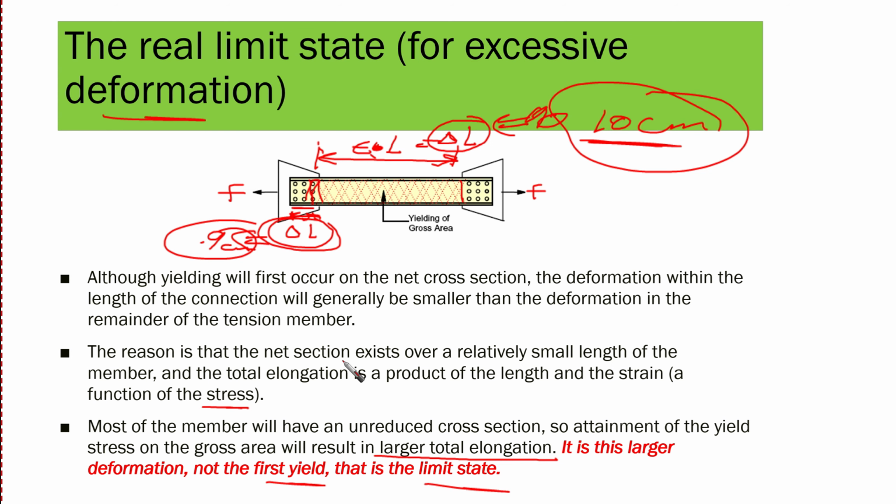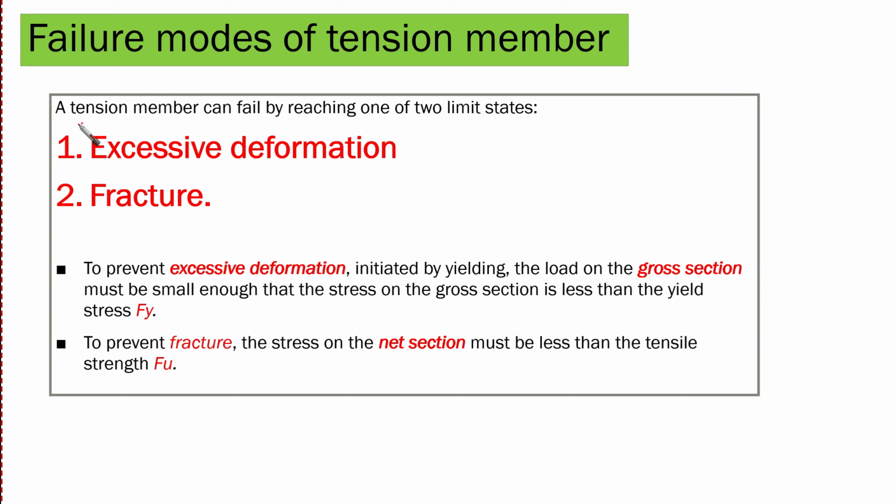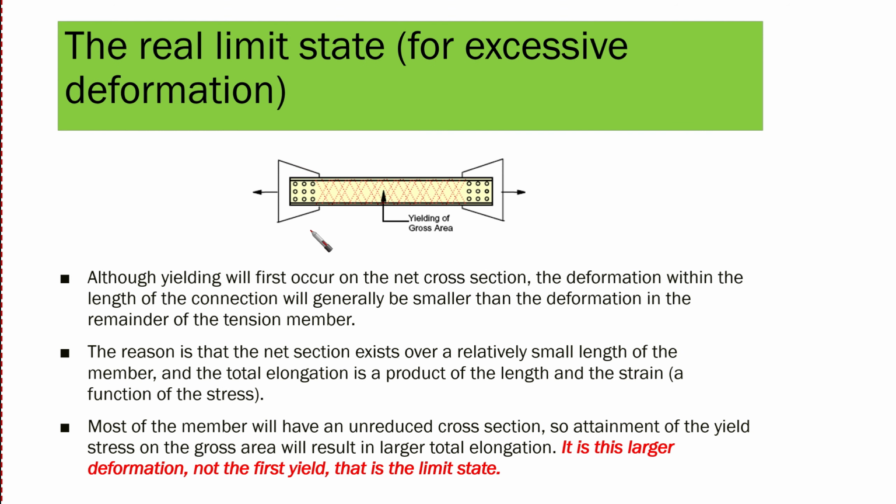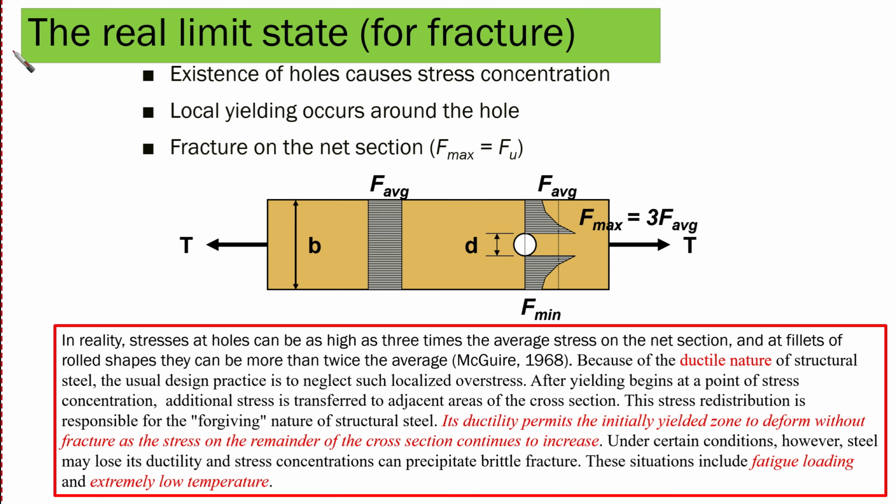That's very important here. If we go back to this, we said excessive deformation, as I said. I didn't say yield, because if excessive deformation is going to take place in the gross section, definitely the net area has already experienced yielding. Okay, so that's a very important note here, that it is larger deformation, not the first yield, that is the limit state. I hope that we could understand it very well. Now let's go to the real limit state for fracture. What will happen here?